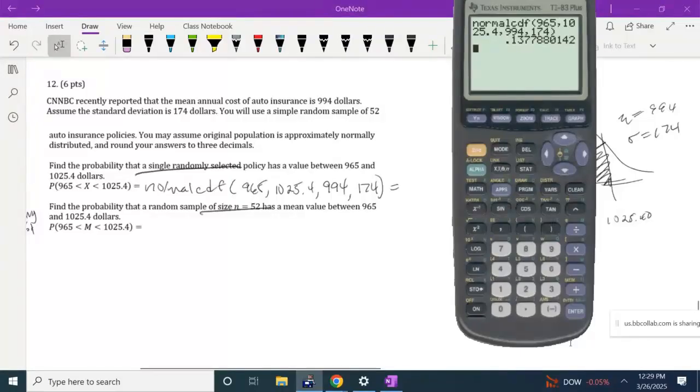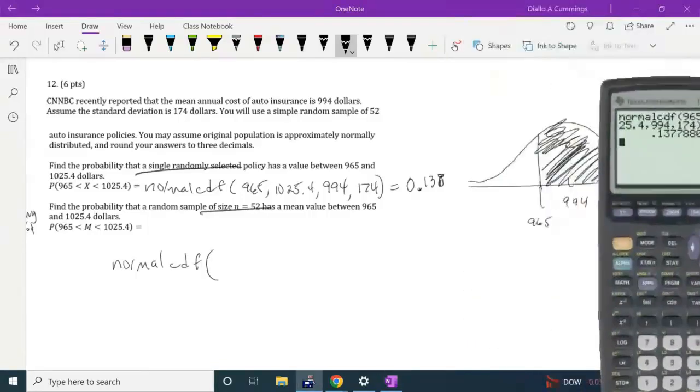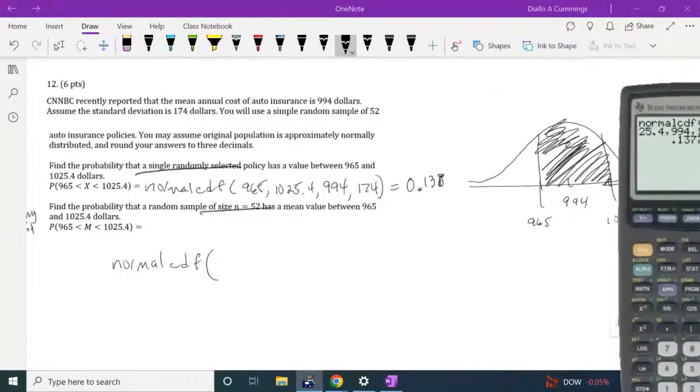Right. Rounded to 3 places, 0.138. The next one, however, is a sampling distribution. So I'm going to use that same normal CDF function, but I'm going to put in the values for the mean and the standard deviation of a sampling distribution. So 965 is still the lower limit. 1025 is still the upper limit.